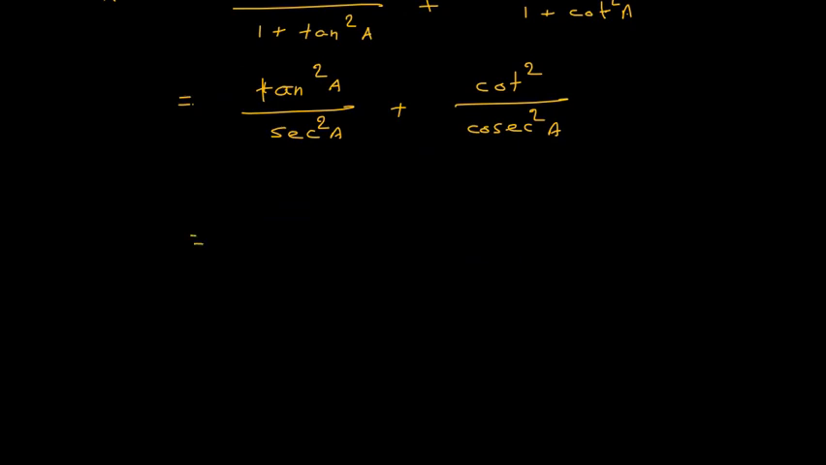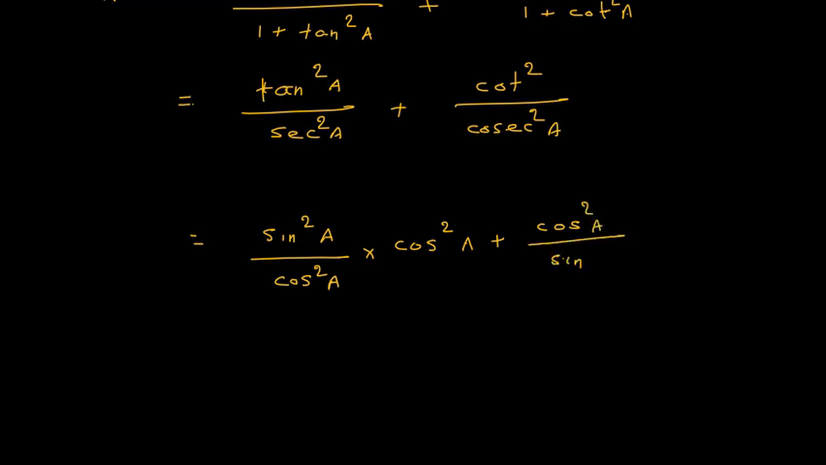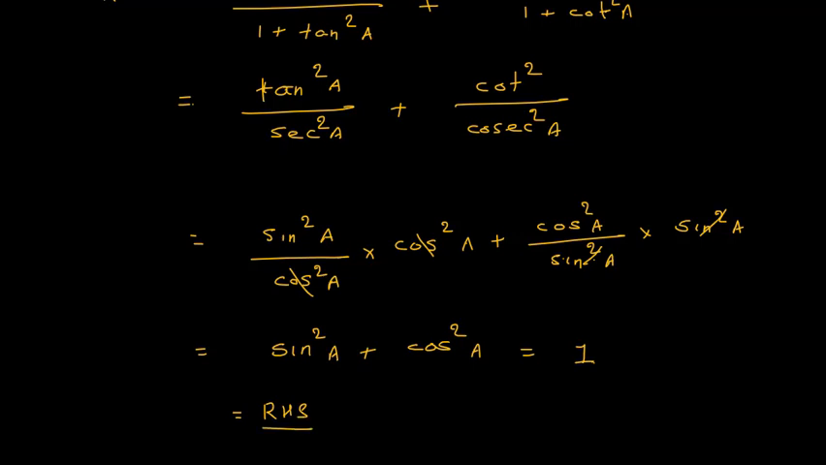Now this tan square A, you can say that this is sin square A upon cos square A, and in denominator we have sec square A, so it will become cos square A, plus this cot square A can be written as cos square A upon sin square A, and this 1 upon cosec square A can be written as sin square A. So now this cos square A and this cos square A will cancel, so here I have sin square A, and this sin square will cancel, and here I have cos square A. Now this sin square A plus cos square A is 1, so I will say that okay, this is my RHS, right hand side.